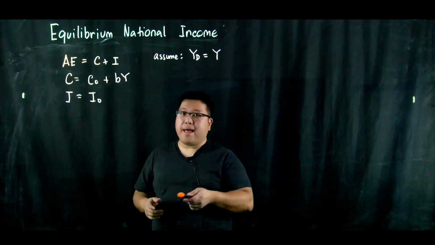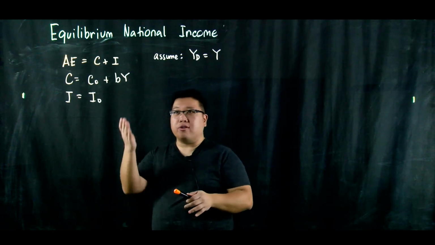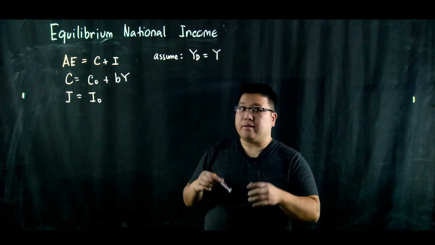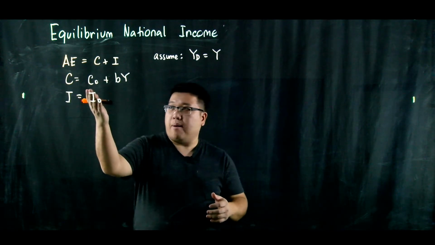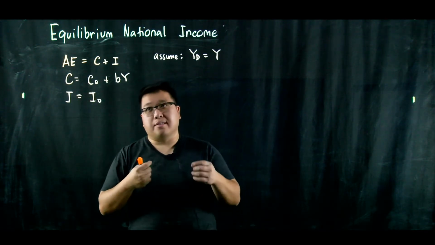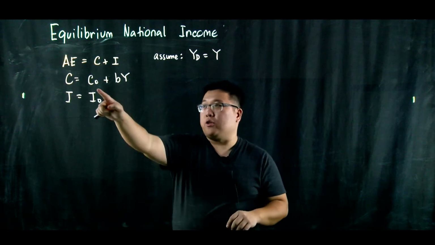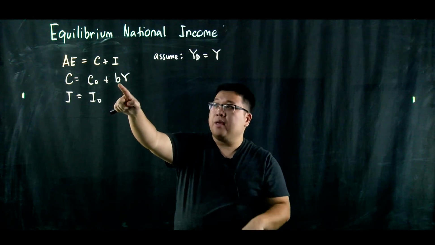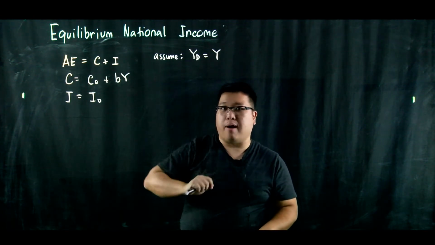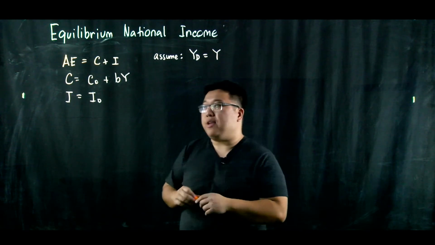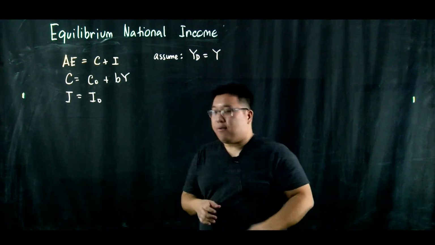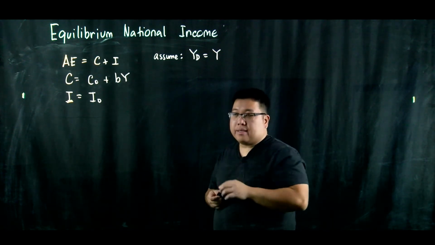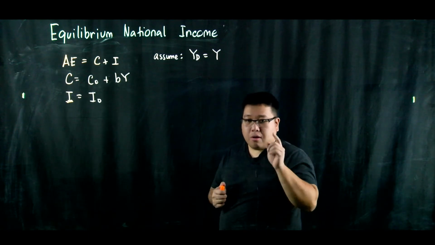So we know that aggregate expenditure is just the sum of consumption expenditures in the economy and investment expenditures. And we know that consumption expenditure is given by the aggregate consumption function, C sub 0 plus BY. So autonomous consumption is C sub 0, B is our marginal propensity to consume, and we assume that disposable income equals Y over there. And from the previous video, we assume that I, or investment, is autonomous, given by I equals I sub 0.